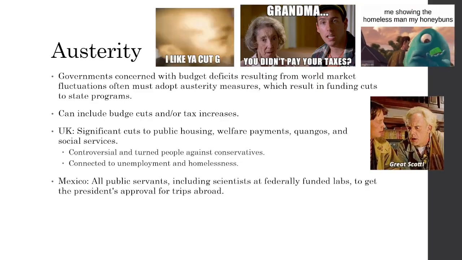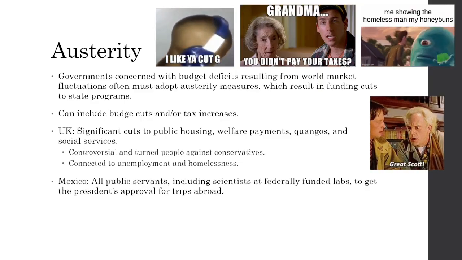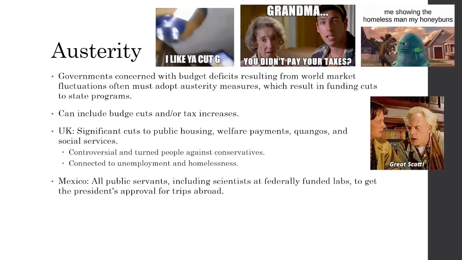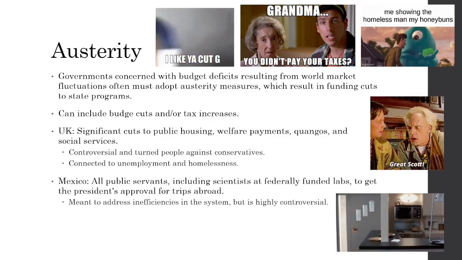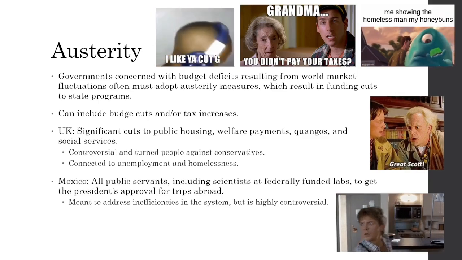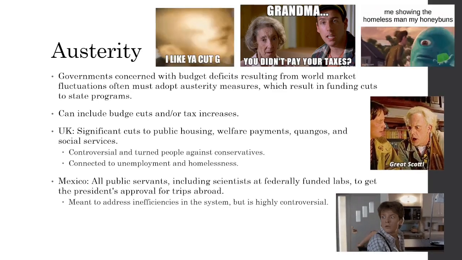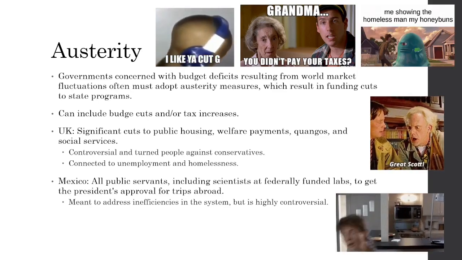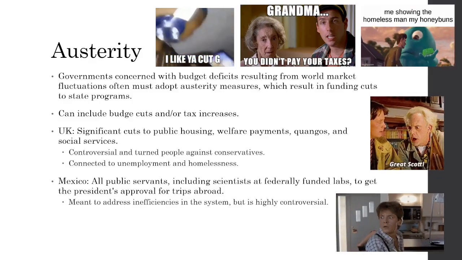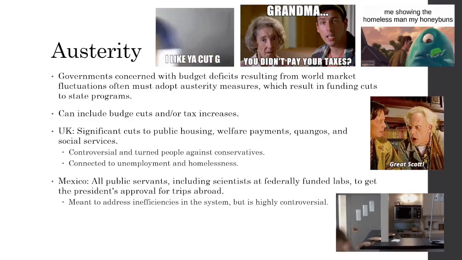This is actually very recent. I just looked up austerity measures in Mexico, and this was one of them, and I thought it was kind of interesting. And this is meant to address inefficiencies in the system as well, and also weed out anyone who's studying abroad or researching abroad for measures and causes that aren't really beneficial or purposeful. It's very highly controversial. So what are the pros and cons to austerity measures?